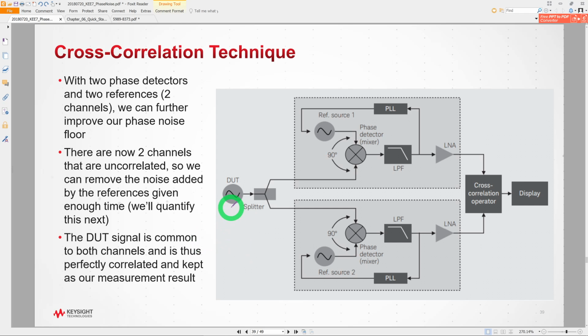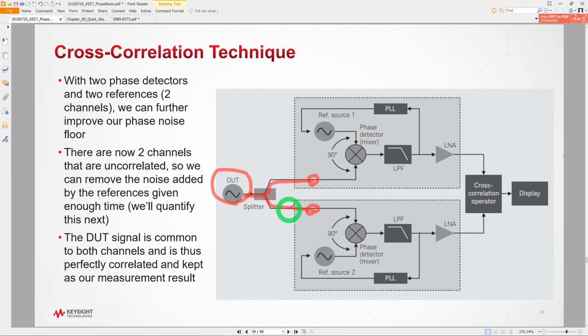Let's imagine that I want to measure the phase noise of this device under test. And let's say that this is a very clean synthesizer whose phase noise is much better than the phase noise of the spectrum analyzer that I have, just like the situation we had earlier. I'm going to take that signal and I'm going to split that into two using a very simple power splitter. Now what happens is that you're going to get two signals, one over here and one over here.